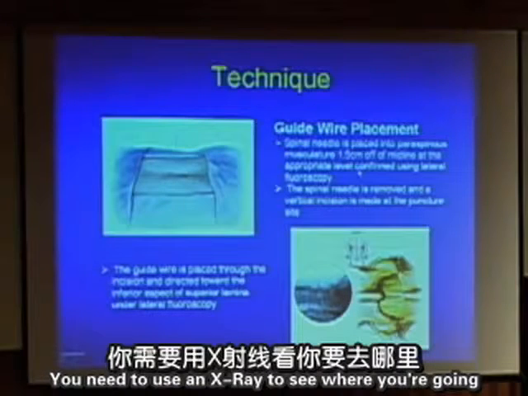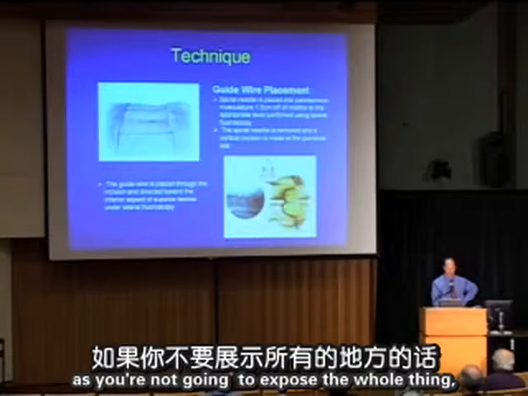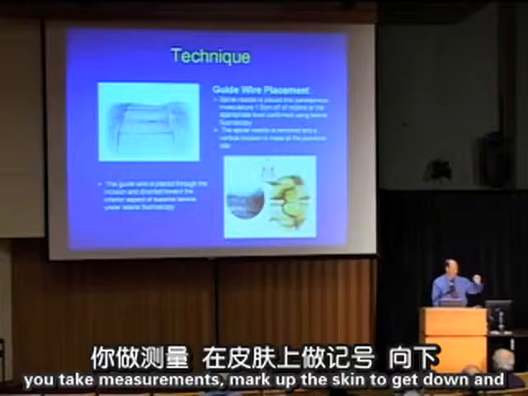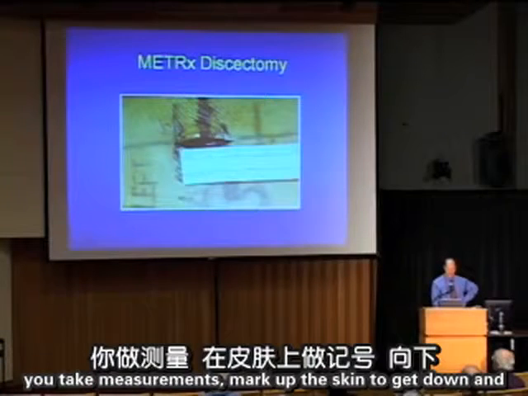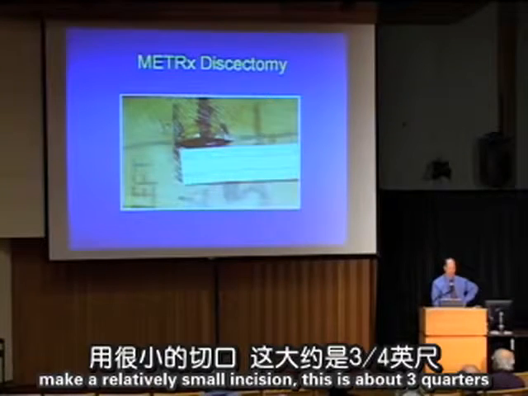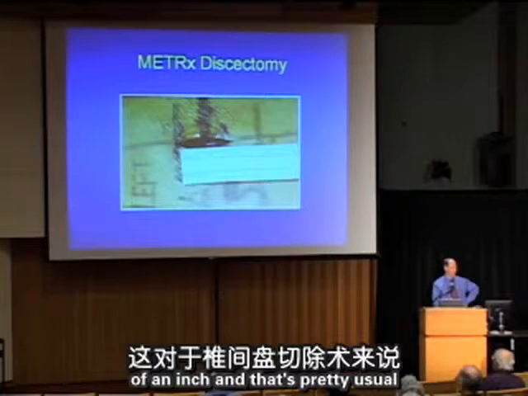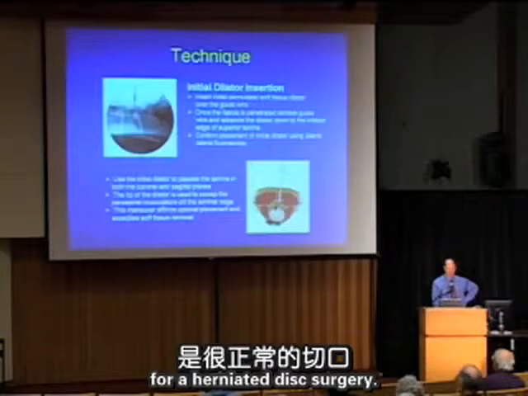You need to use an X-ray to see where you're going, since you're not going to expose the whole thing. You take measurements, mark up the skin to get down, and make a relatively small incision. This is about 3/4 of an inch, and that's pretty usual for a herniated disc surgery.